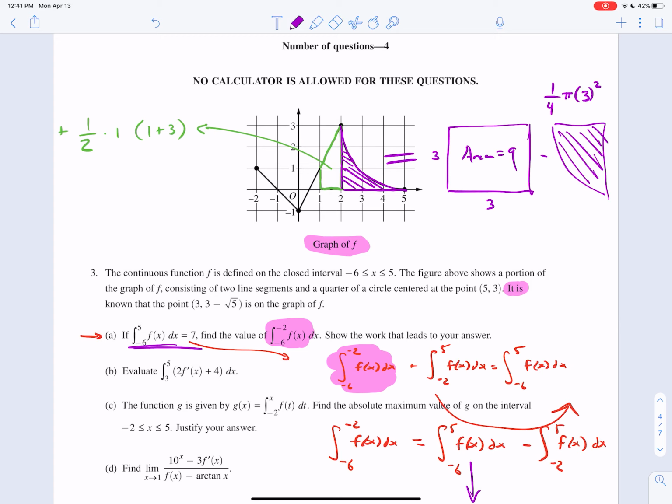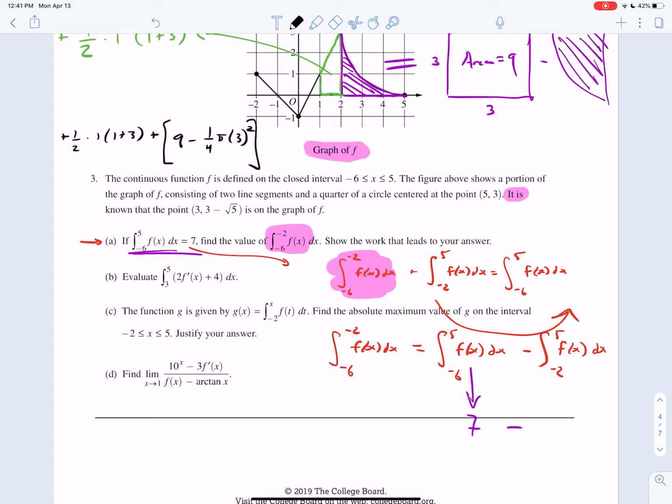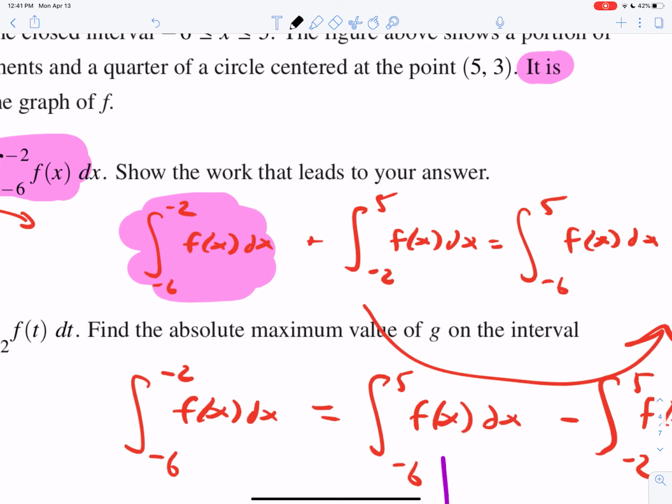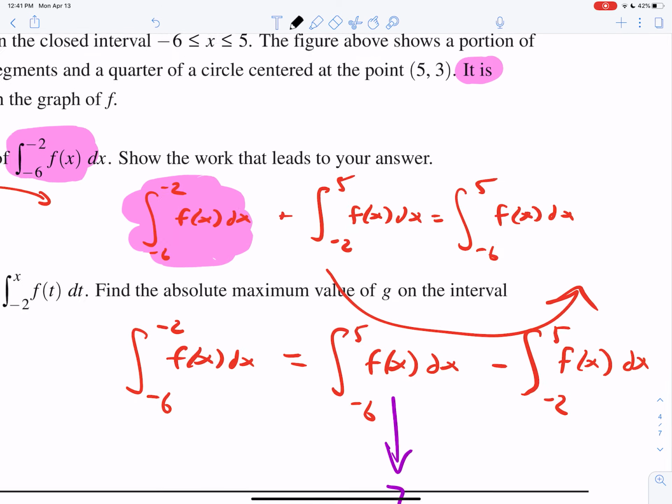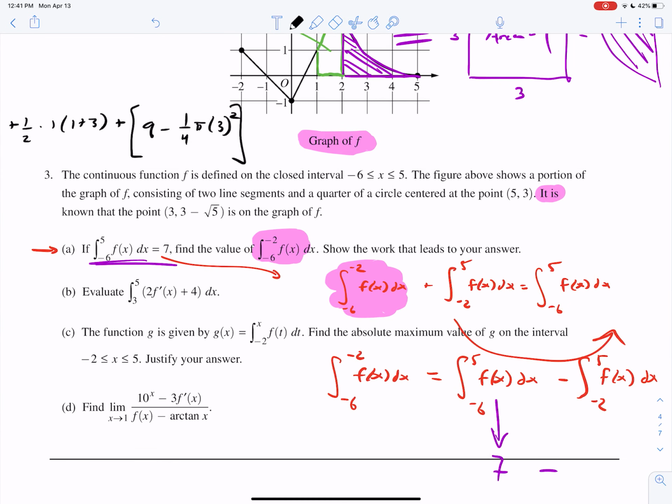Okay? So we're just going to smush everything all together. It's going to be the area of a trapezoid, so 1/2 times 1 times (1 plus 3), plus the area of that square, which is 9, minus the area of that quarter circle. There's no need to simplify, but that's basically what you have to do there. The first obstacle is knowing how this can be manipulated. The second part is just finding the areas, okay? So there were a lot of pieces to this puzzle here.